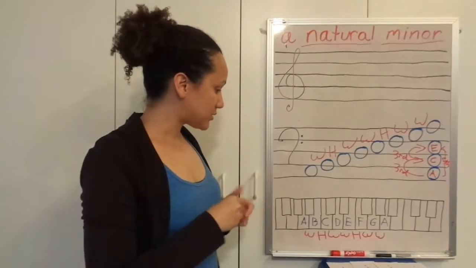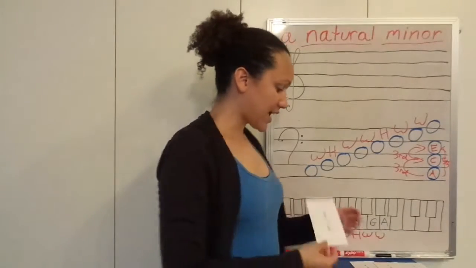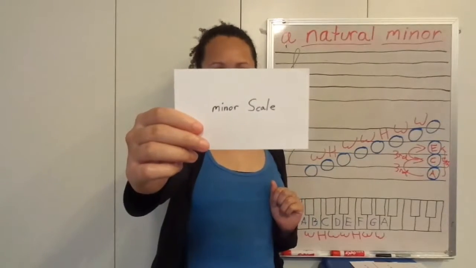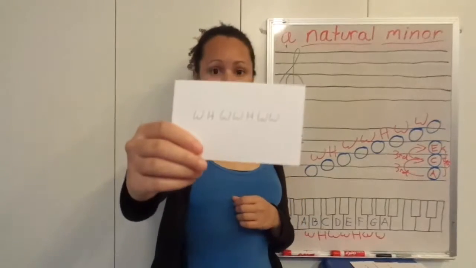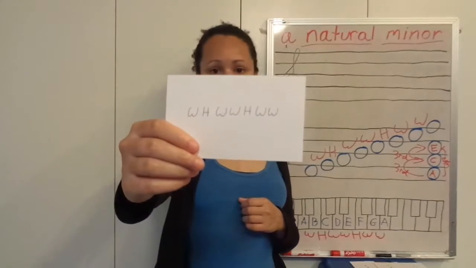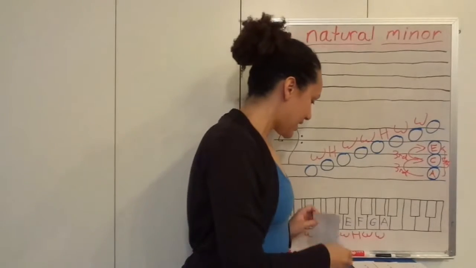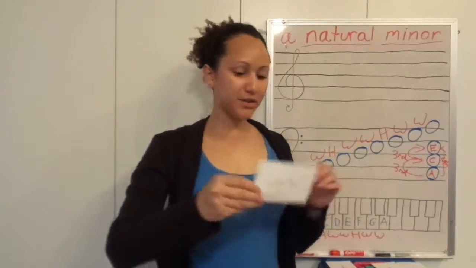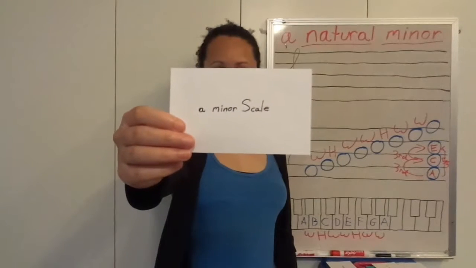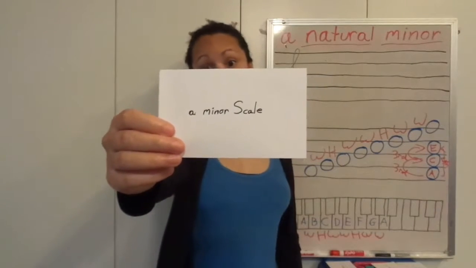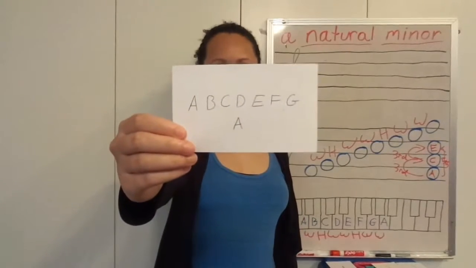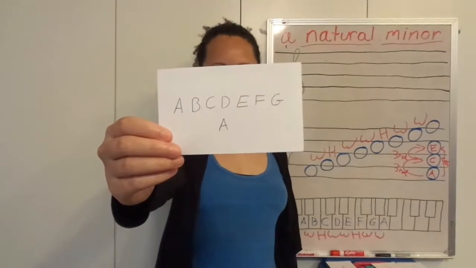Okay? So let's wrap that up. Minor scale. Go ahead and take out flashcards or note cards to make flashcards. On one, put minor scale. And the other, write out the half steps and whole steps. Whole step, half step, whole step, half step, whole step, whole step. And then A minor scale. That's the actual first minor scale that we learn. And go ahead and write out the letter names A, B, C, D, E, F, G, and A again if you like.